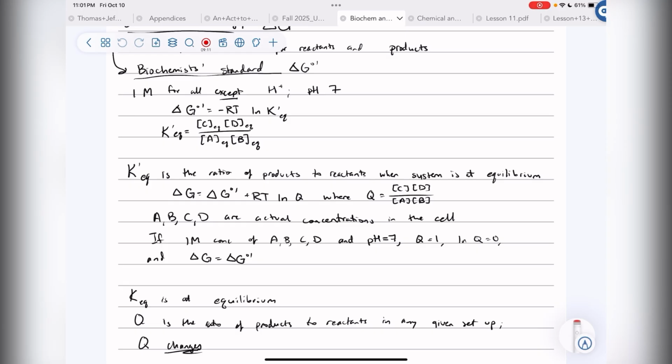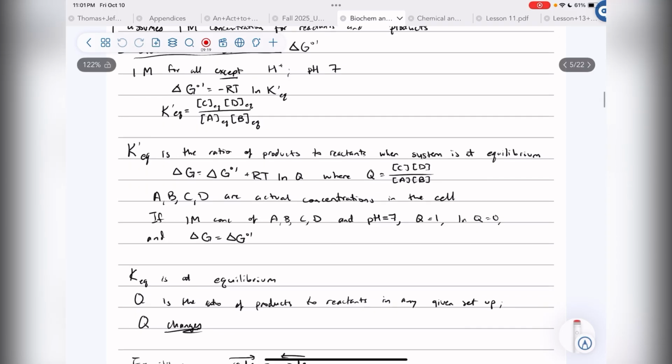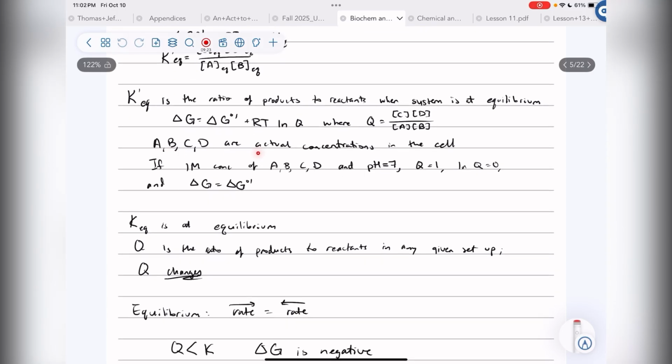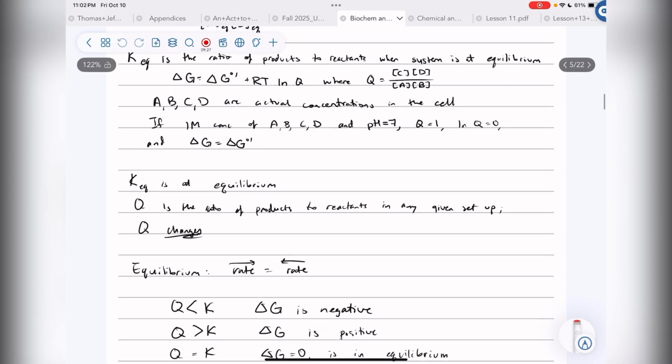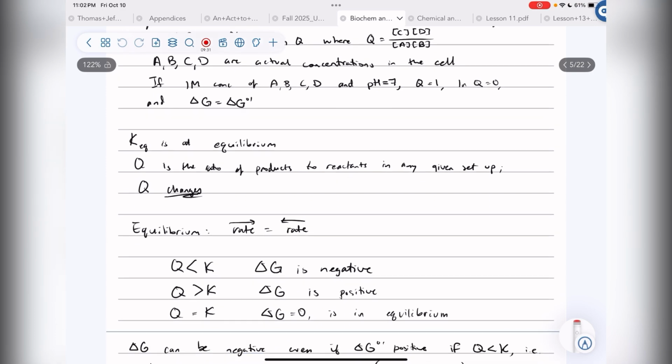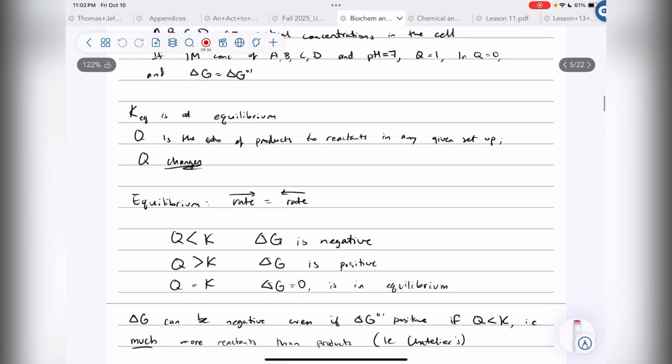Q is like your current real value, and K equilibrium doesn't change because your equilibrium concentrations are always going to be the same, right? And so how far is your Q from your K? A, B, C, and D, like I was saying, are the actual concentrations in the cell. K equilibrium is at equilibrium. Q is the ratio of products to reactants in any given setup.